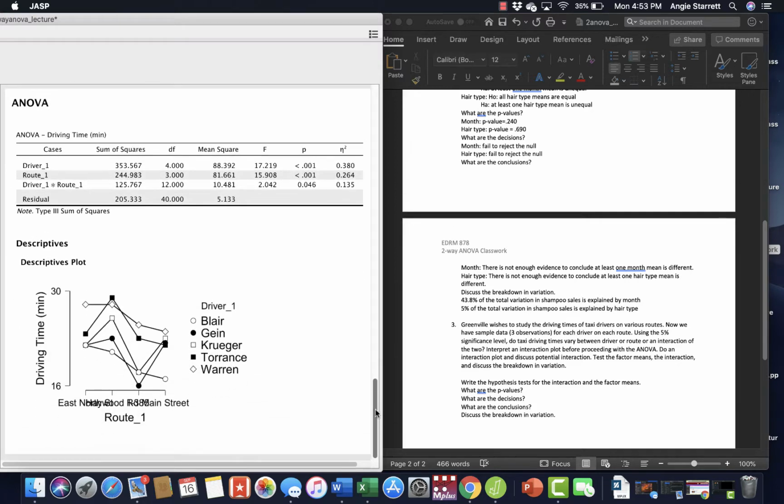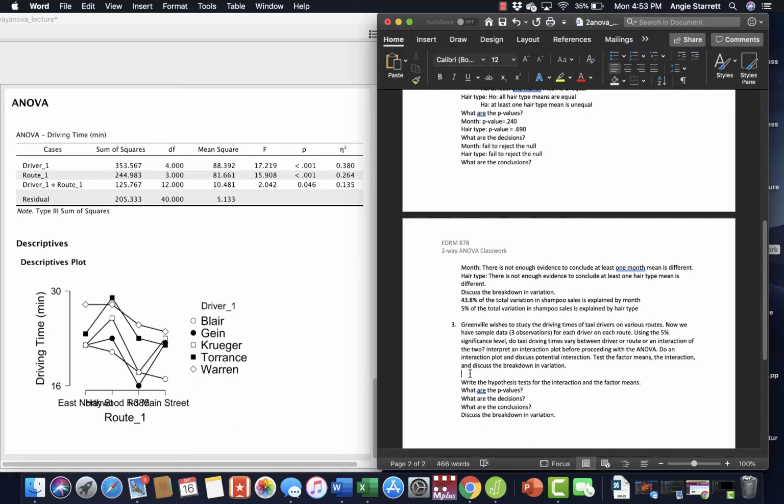So scroll down. And notice here that they're all crossing, right? Nothing is parallel. So I'm going to say here with the plot, since lines are crossing, there appears to be significant interaction. All right, there appears to be. We don't know yet because we haven't looked at the p-value. Okay, this is just what we are thinking right now. All right, let's write our hypothesis test.